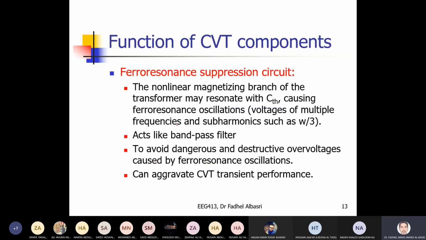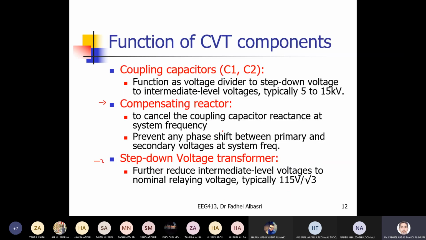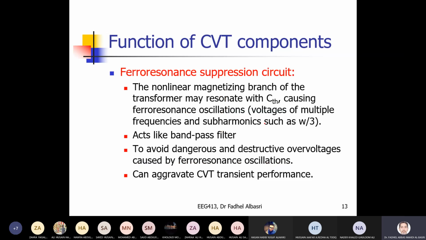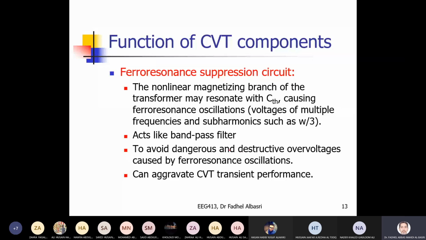Ferroresonance suppression is just to protect the relays against overvoltage. If you have a switching surge, and because you have capacitors, the voltage goes high. So to protect this relay, we have a filter here which will make this impedance low during high voltage and will try to short this, to protect it due to high voltage. So it's like a bandpass filter, sorry. For a certain frequency, it will pass it and ground it. This will avoid dangerous and destructive overvoltages caused by the ferroresonance.